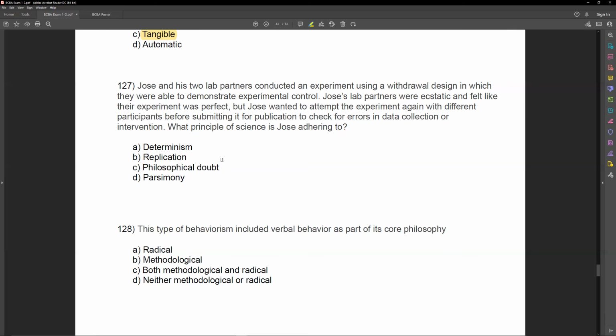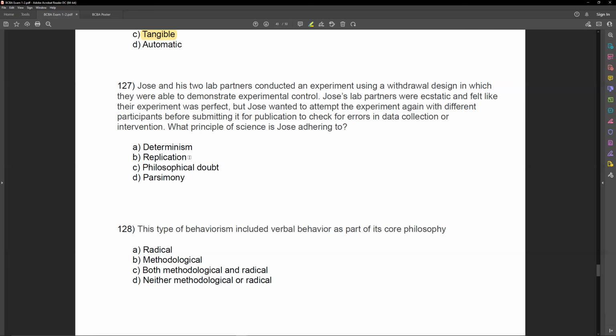Experiments should be able to go through a replication process, right? That's something we're always doing. We're always testing, always trying again, just to be sure, right? We have stimulus control or a functional relation between our IV and our DV. That's what Jose is doing here. B looks like our best answer.